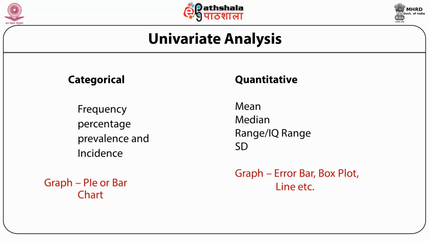For categorical data, frequencies, percentages, prevalences, incidence are calculated along with the 95% CIs. The graph which is generally made for this type of categorical data is either a pie chart or a bar chart. Whereas in quantitative data, means, median, standard deviation, range, IQR, and so on are calculated. The graph generally made is an error bar, box plot, or a line chart. These are called quantitative. In univariate, one variable is taken at one time.